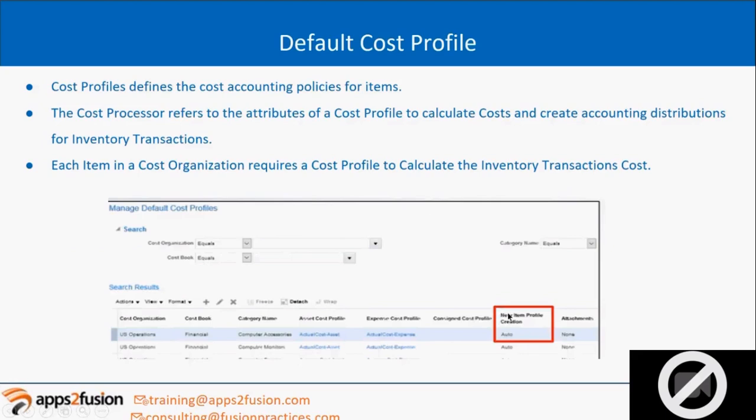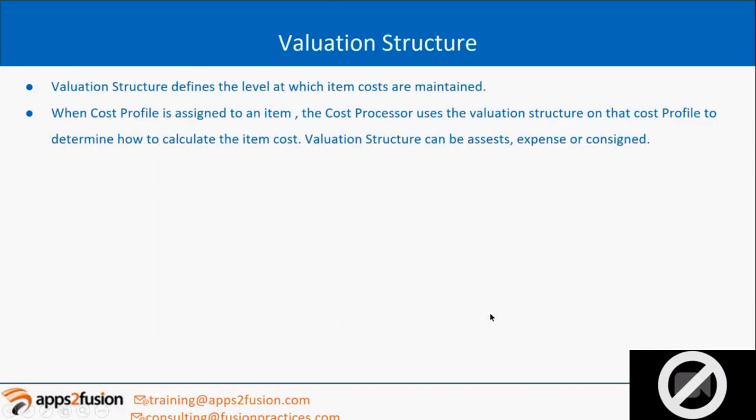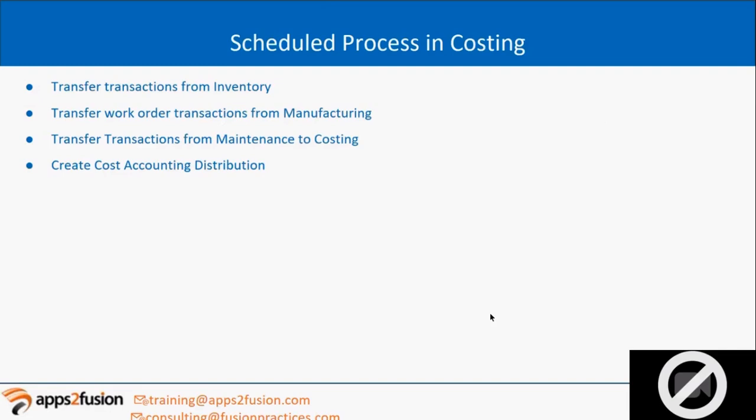There is also the setup where we set up as auto or manual. If you set it up as auto, all the items that come under this get costed automatically, get into this cost profile automatically. Else you have to manually come and add them. I've just given this highlight because this is something to note. We spoke about valuation structure, and I've just listed the key schedule processes that are typically scheduled in implementations, like how we saw earlier today. You go to the advanced setting and you schedule them at whatever frequency you want.